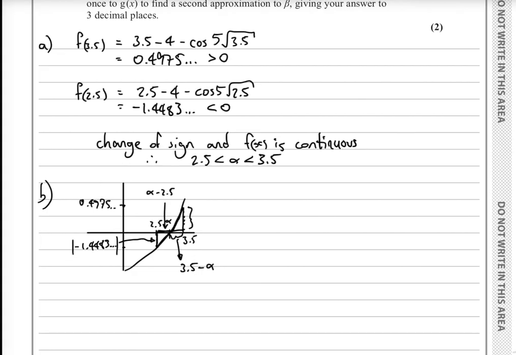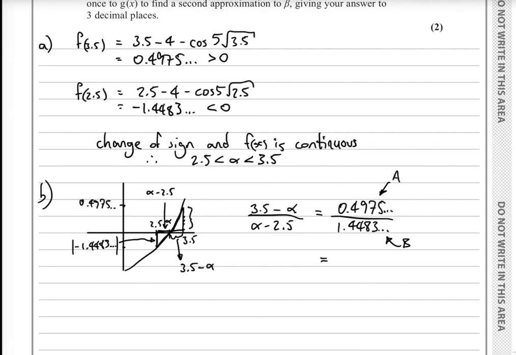So we can set up our equation, and you can do the equation without any of that diagram. You don't need the diagram on the exam. But the key point is that because they're similar triangles, 3.5 minus alpha over alpha minus 2.5 is equal to 0.4975 dot dot dot over the magnitude of the other one, so 1.4483 dot dot dot. Now for ease of rearranging this, I'm going to call this number A. I've also stored that under the letter A on my calculator. This one B, and I've stored that under B on my calculator so that I can do this without having to worry about the accuracy getting lost or needing to input it again.